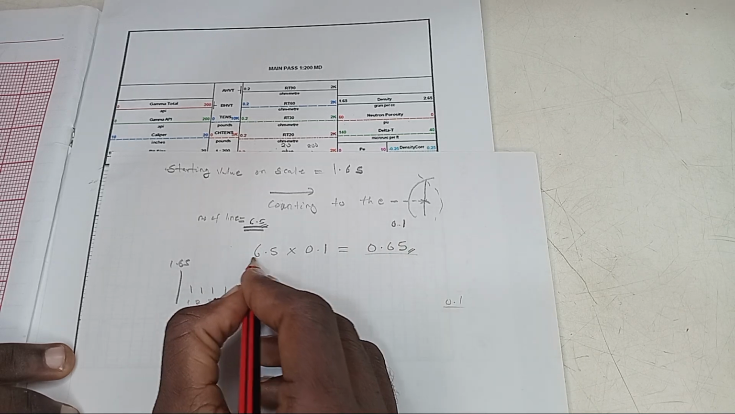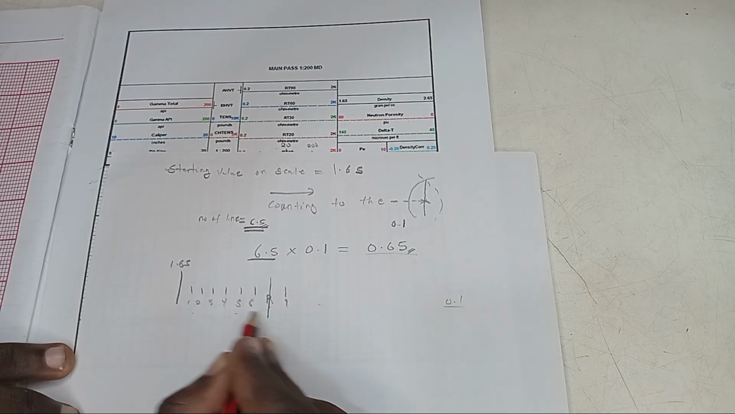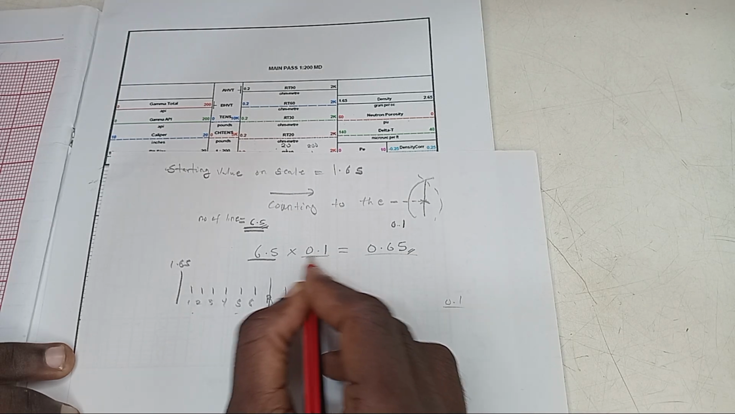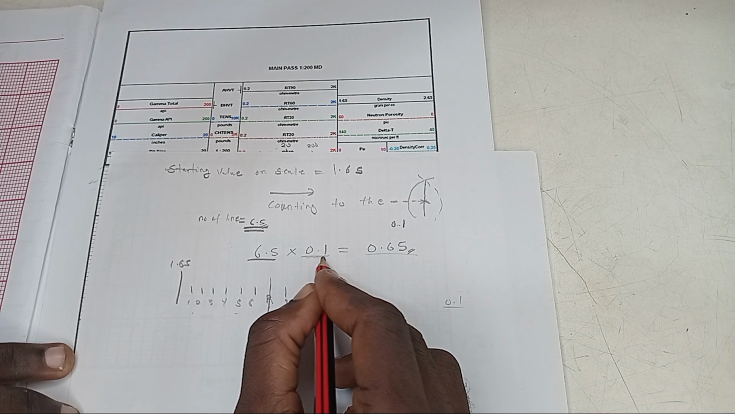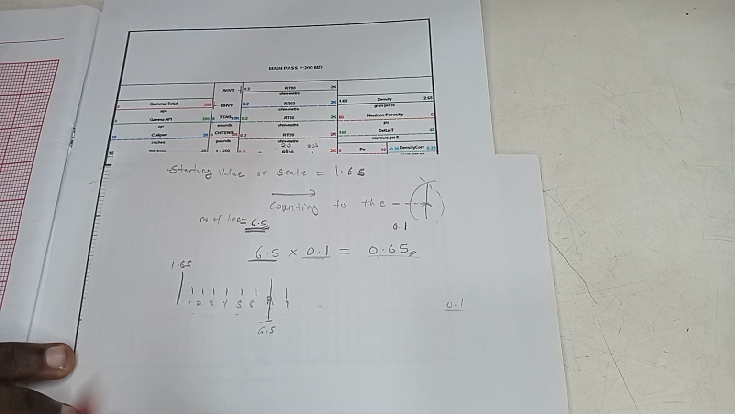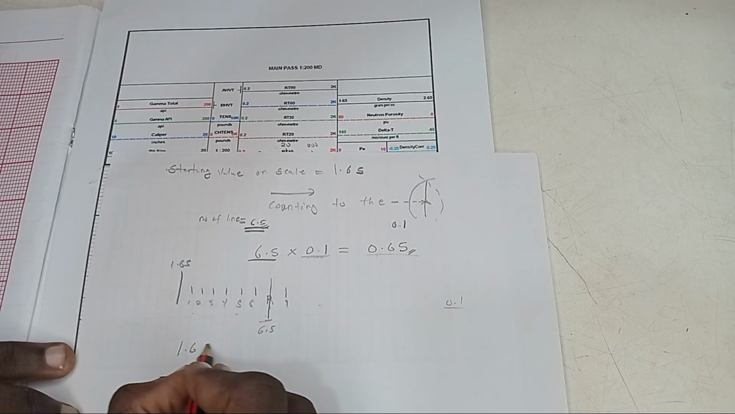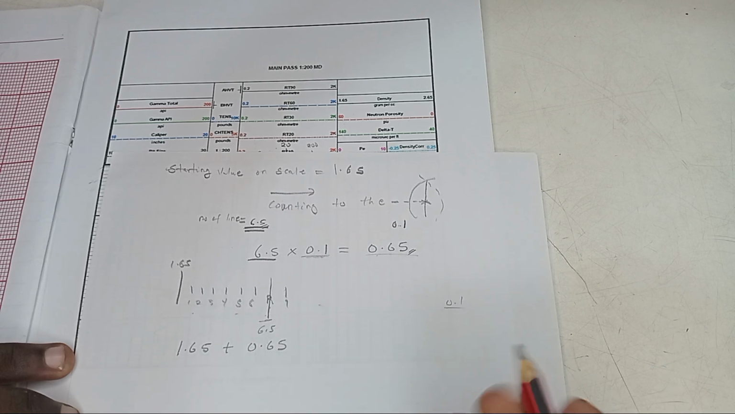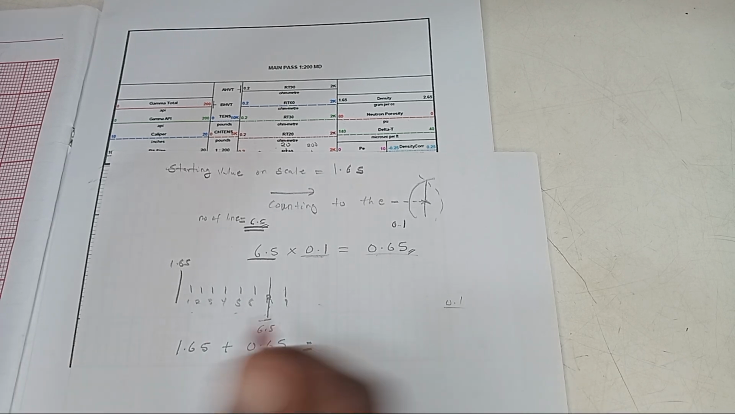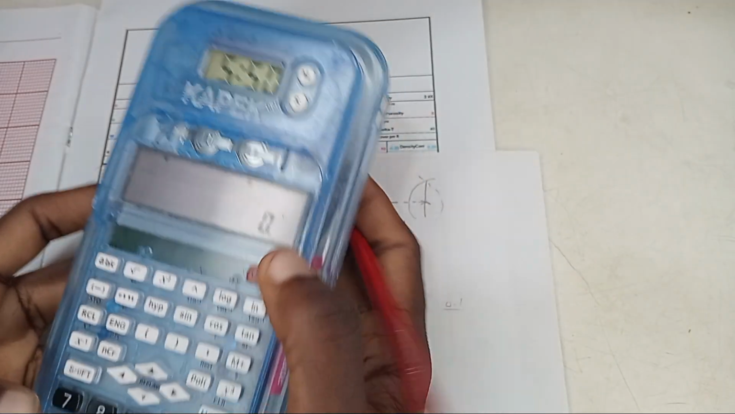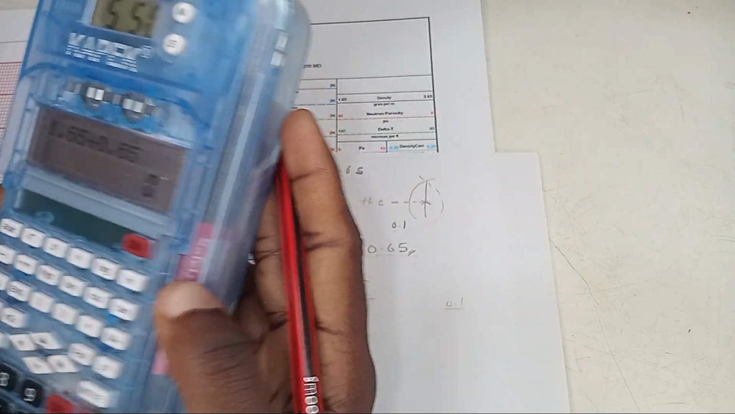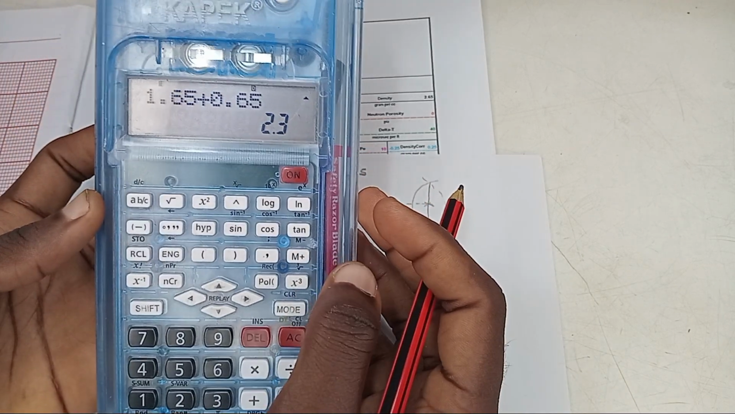So we got 0.65. Multiply the number of lines that you calculated. We got 6.5 here. This line represents 6.5. Multiply by the increment per line, which is 0.1, and we get 0.65. Then add it. So 1.65 plus 0.65. Let me use my calculator: 1.65 plus 0.65 gives 2 point what?